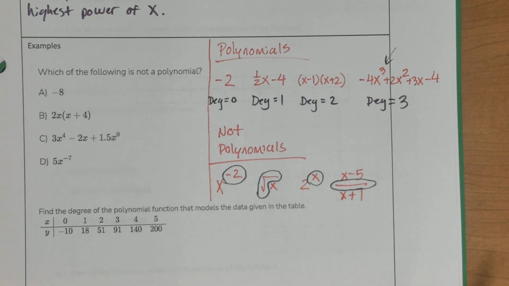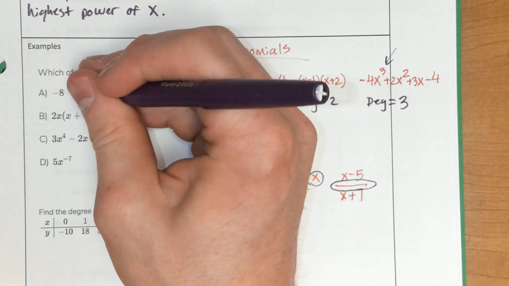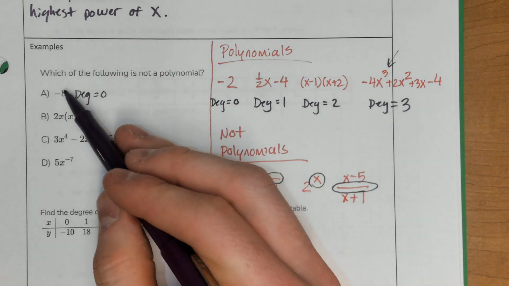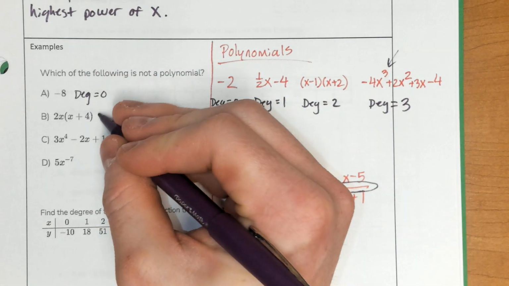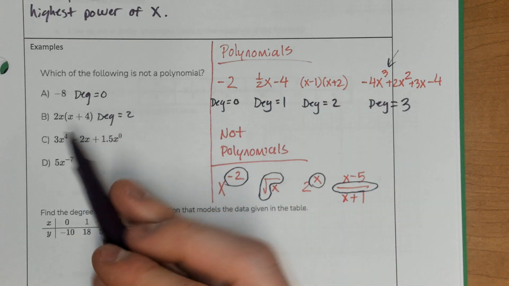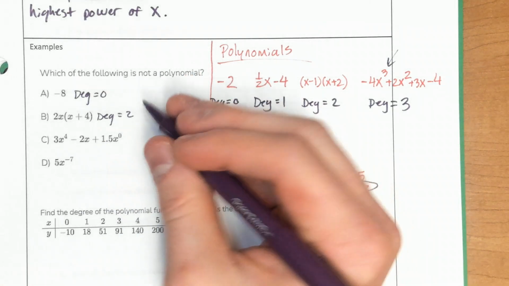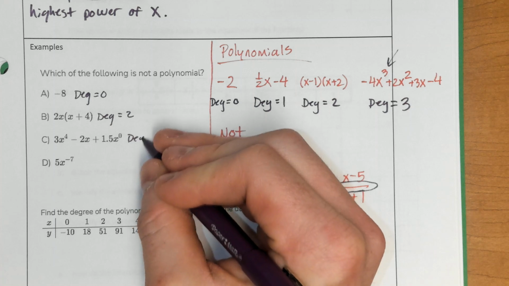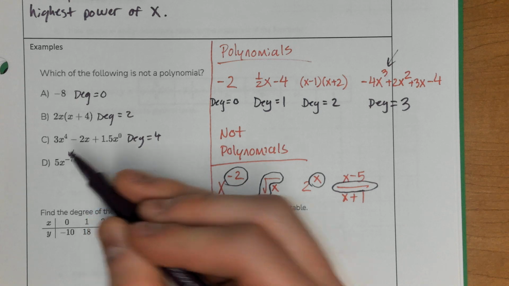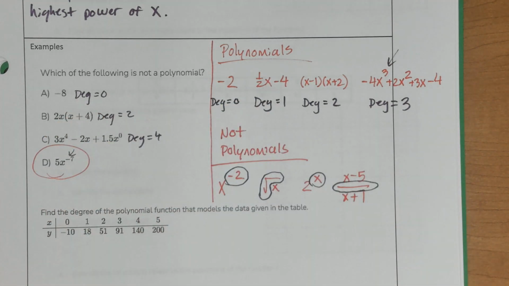So we have an example here to the left. Which of the following is not a polynomial? Well, this is going to be a degree of 0. An x and an x is going to make an x squared. That's going to be a degree of 2. Our highest number here is 4. All other numbers, that's a 1, that's a 0, that's allowed. So this is going to be a degree of 4. But in D, I see that we have a negative number. So our answer is going to be D.